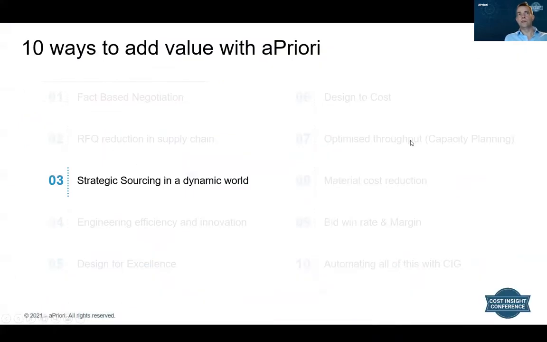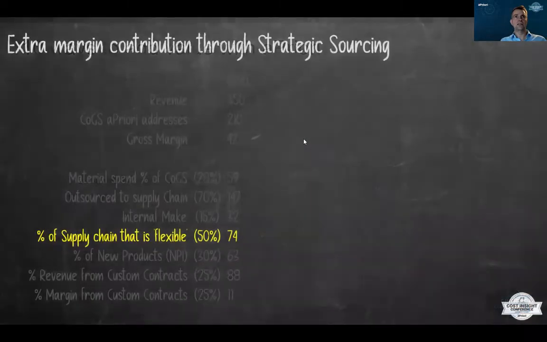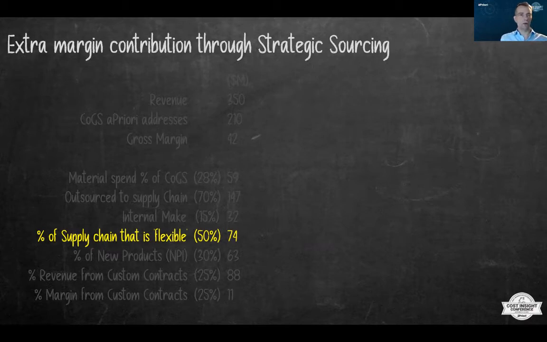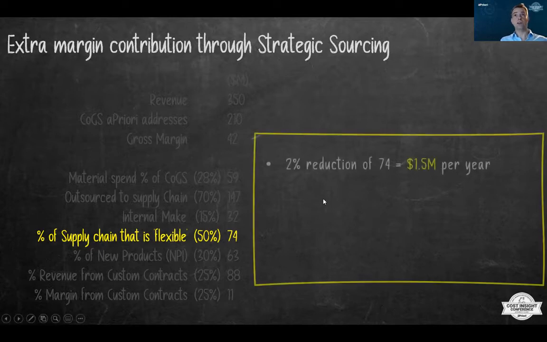So there are many more ways that we can help strategic sourcing make decisions just like that, but what does it mean to us? Well, let's suppose that half of my supply chain, that's 74 million, is flexible. The stuff that just has to be made in certain places for all sorts of reasons, I can't really mess around with that. But let's say half of it I can really explore the options on.